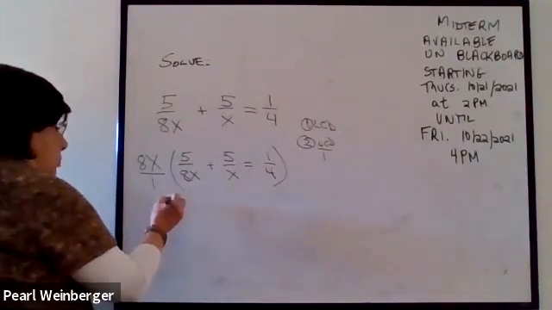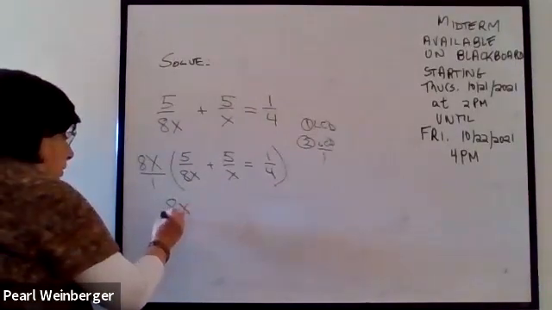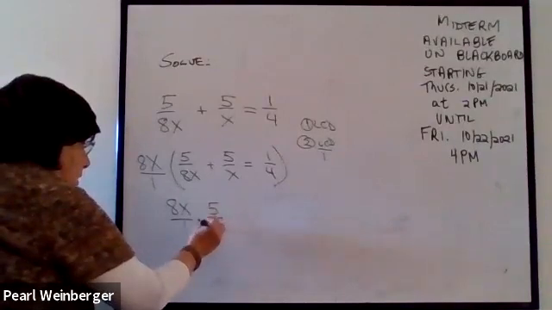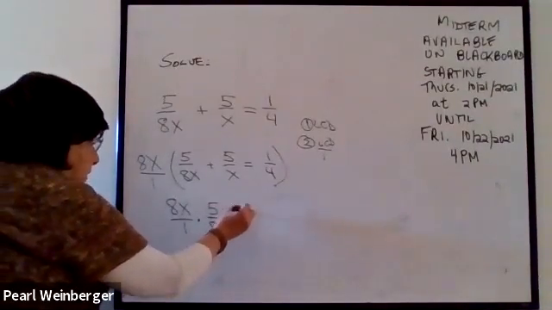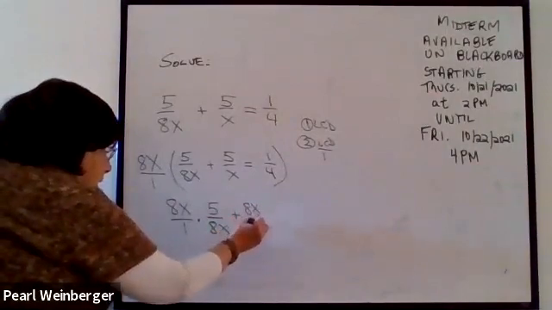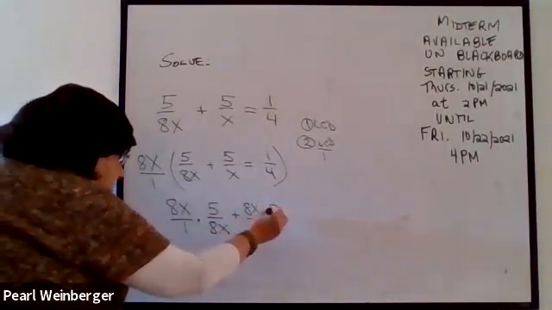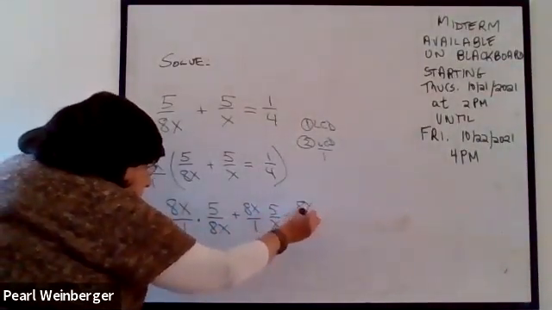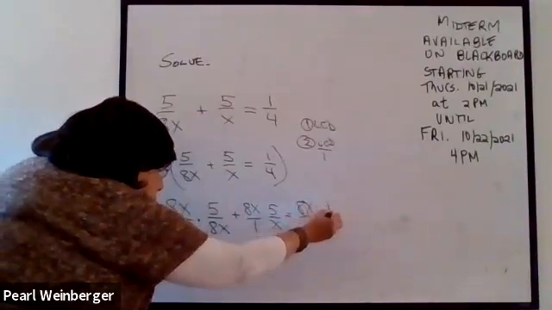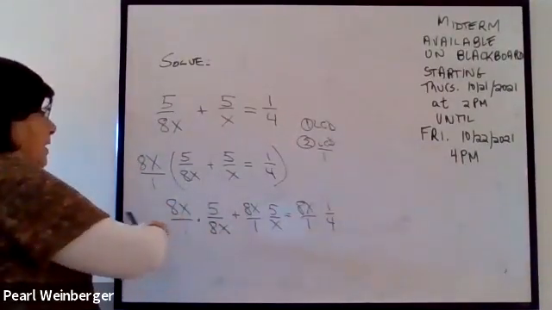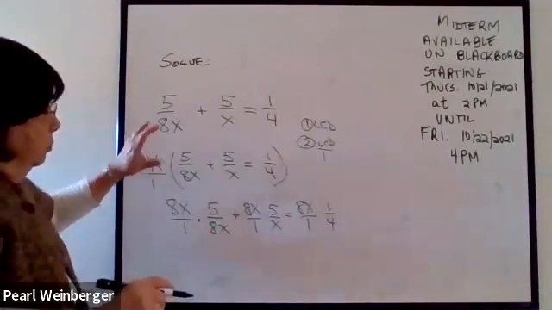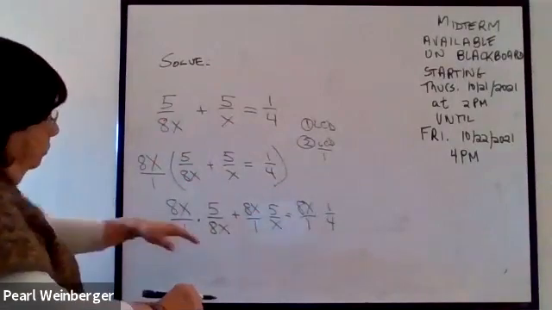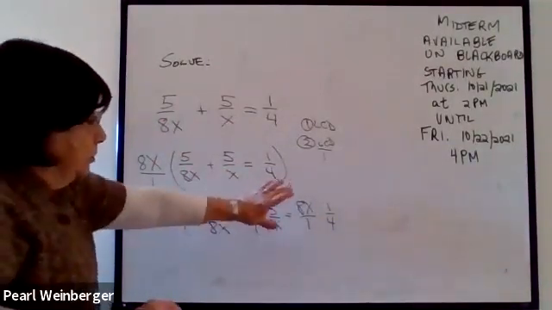So here's what I'm going to do. I'm going to have 8x over 1 times 5 over 8x plus 8x over 1 times 5 over x equals 8x over 1 times 1 over 4. Notice you have to multiply by every single term. You have to distribute it to everything on both sides of the equation. And we really have 3 multiplications to do.